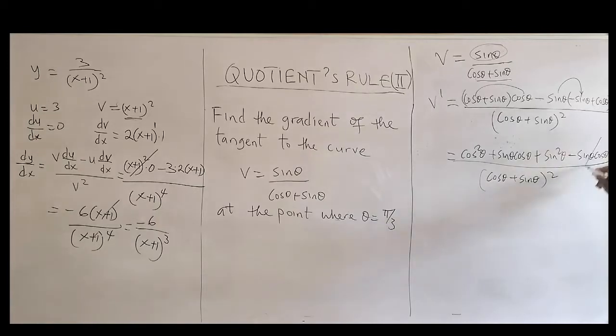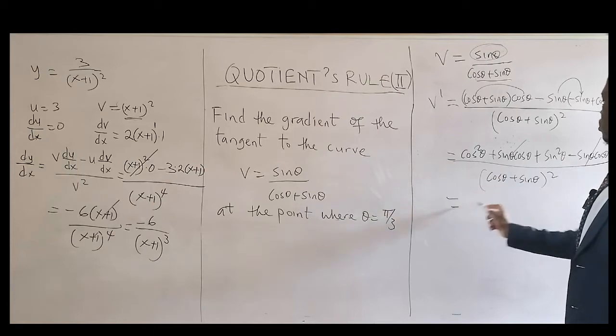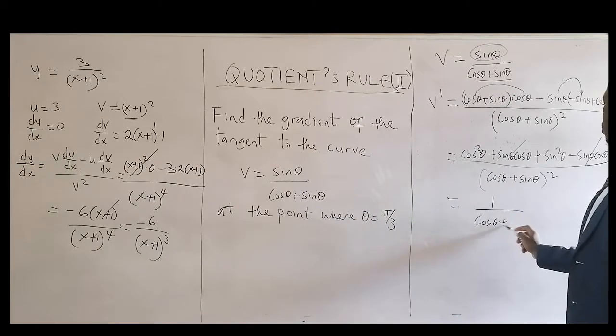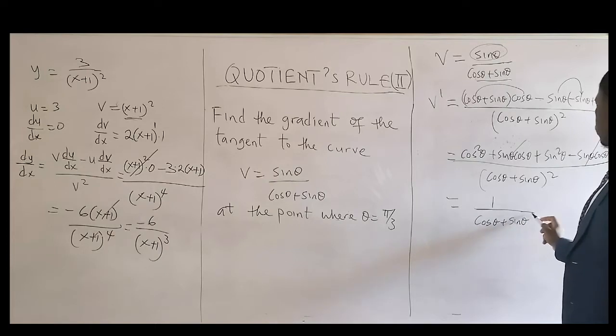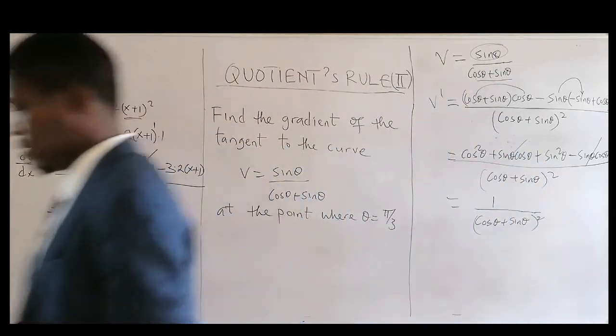So this and this will cancel. Plus and negative negate each other to cancel out. Okay. Then I'm going to have this one plus this one. That's 1. So that's 1 over cos theta plus sine theta squared. So that's that on that.